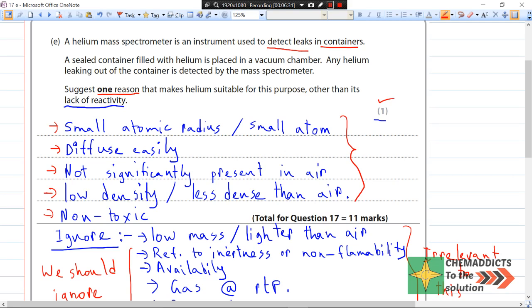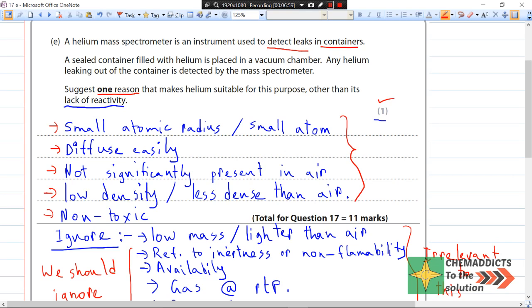Now let us move on to the next point: low density, less dense than the air. As before, the reason is that it can diffuse easily. Since it has low density, less dense than air, it can diffuse easily. So this is another reason.